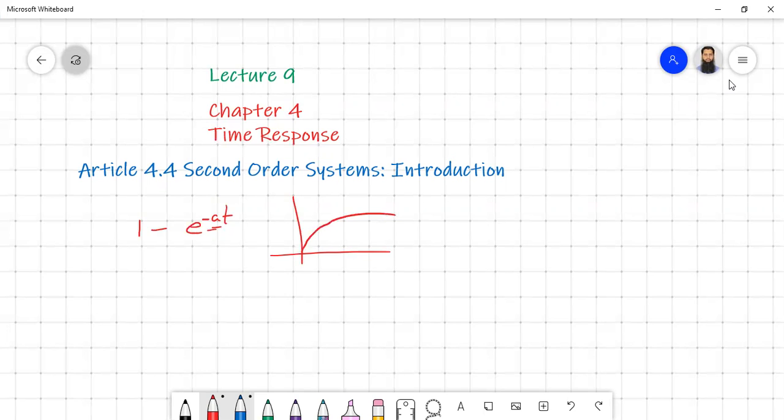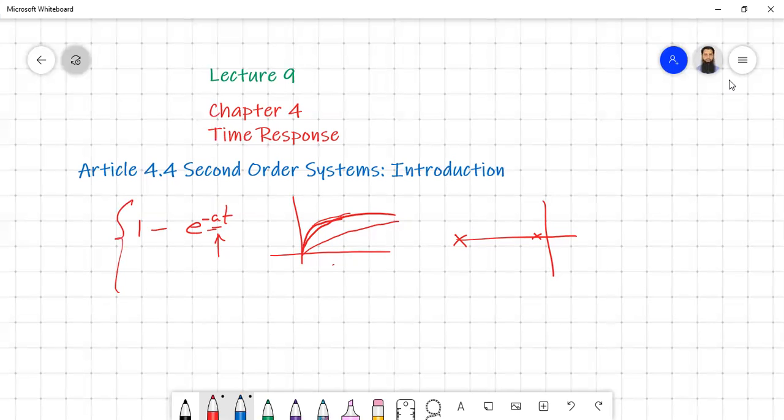Okay, so based on the value of a, if a is closer to the imaginary axis, then it will take more time to reach. If a is far away, then it will take a very small time to reach the steady state value. So this is how it is related in the first order system.